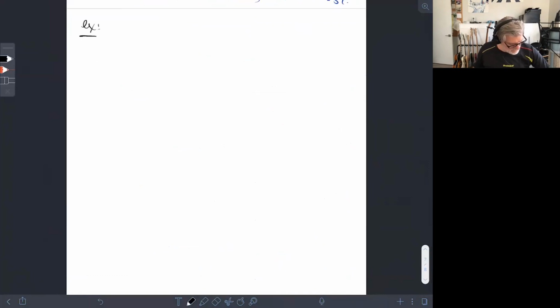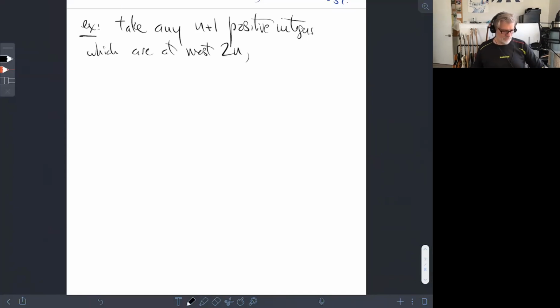So here's one. Take any n plus 1 positive integers which are at most 2n. Imagine n is 1 million. So you take 1,000,001 integers which are at most 2 million, from 1 to 2 million. You have to show that there is a pair of numbers in your list where 1 divides the other. So: take any n plus 1 positive integers which are at most 2n. Show there exists one that divides another.